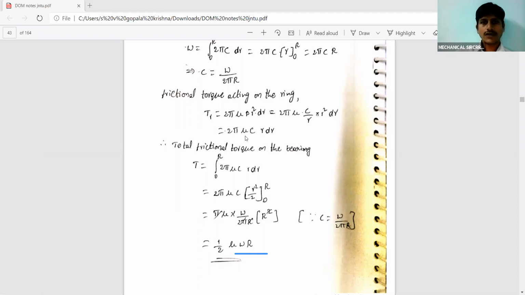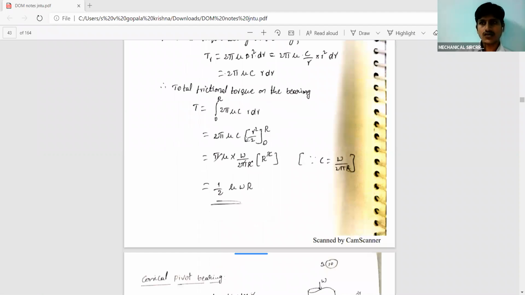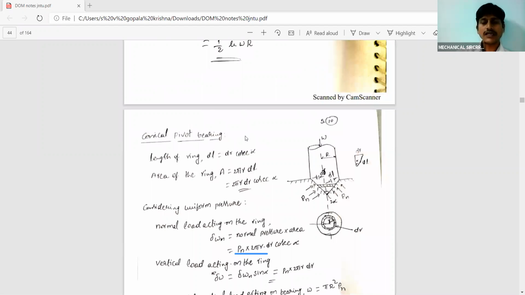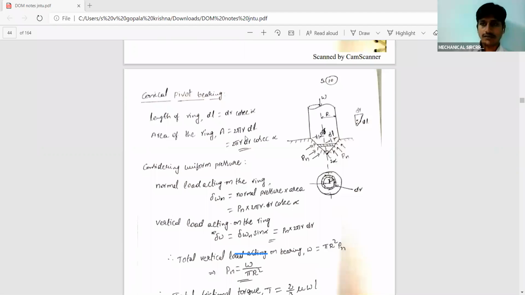Now all of you observe, we are going to the next derivation, the second one. It is similar to this one, but here we change the diagram. What type of shape is there? That is the conical pivot bearing. All of you observe that.